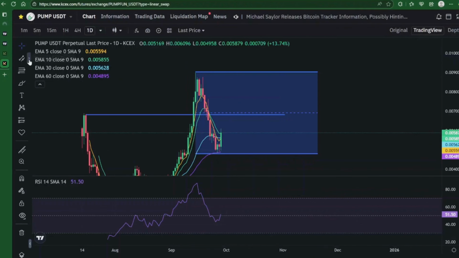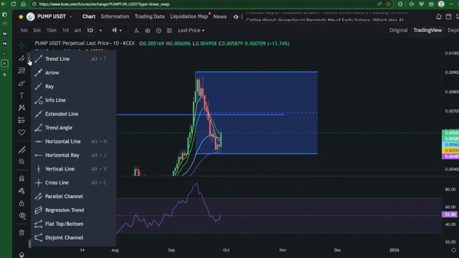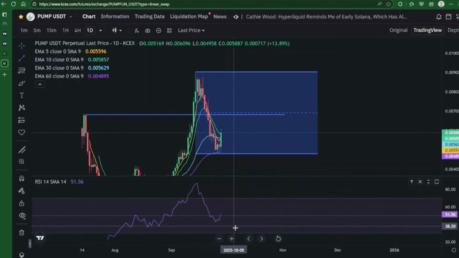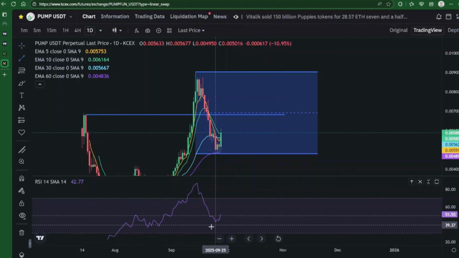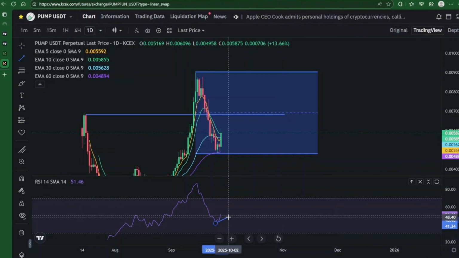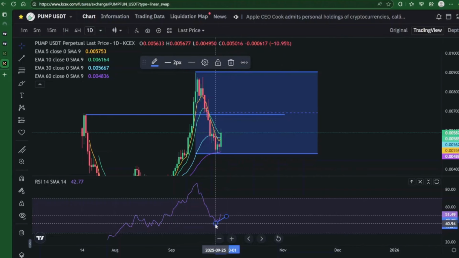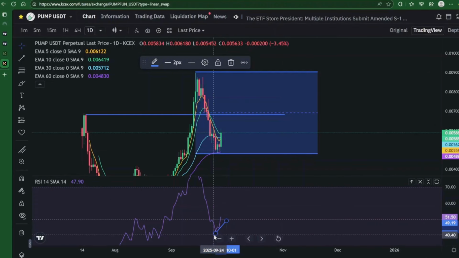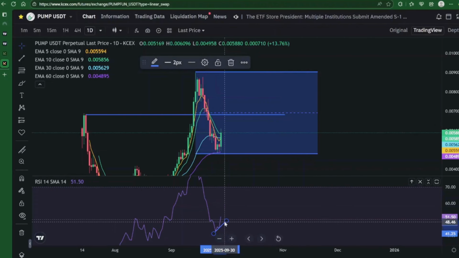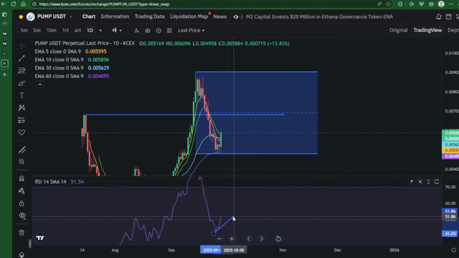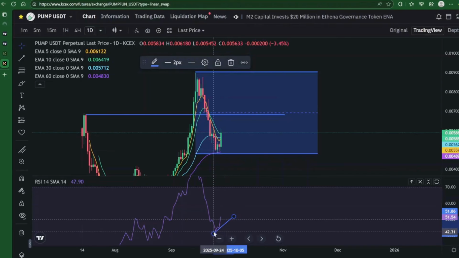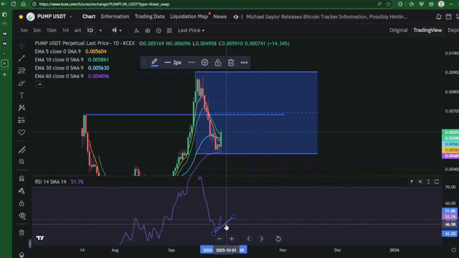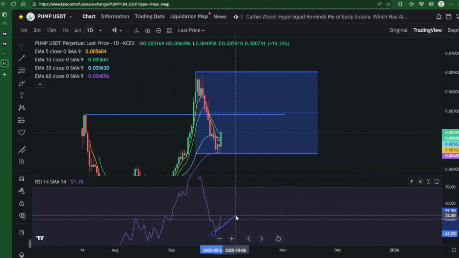I'm going to use my RSI, relative strength index. I'm going to note that we've created a swing low and we've printed a new higher low. I'm going to connect those with a trend line. It takes 2 points to create at least one trend line. So now I have an idea of where I presume RSI support to be going forward.